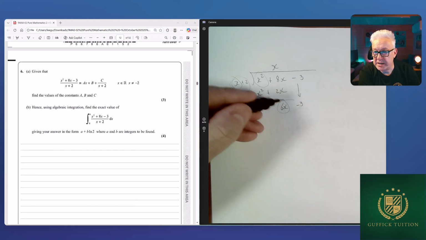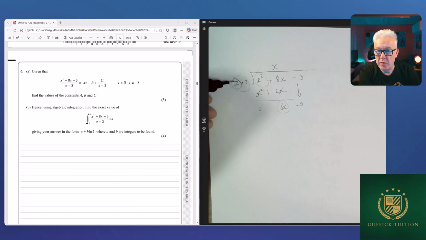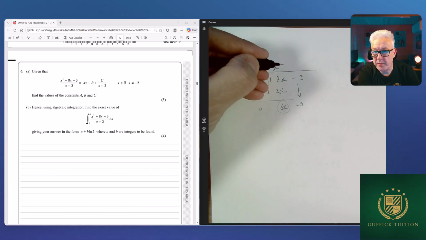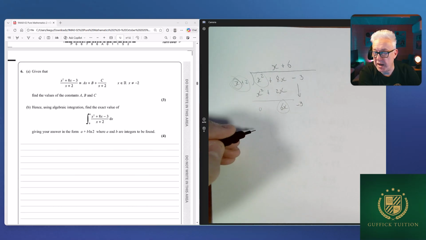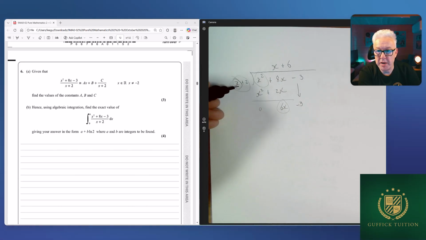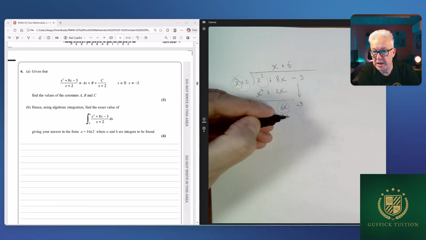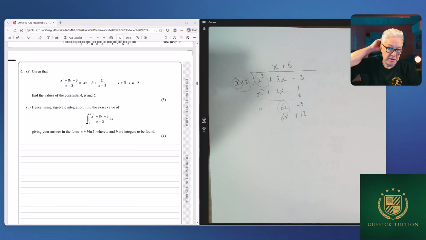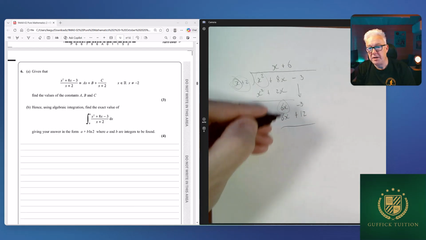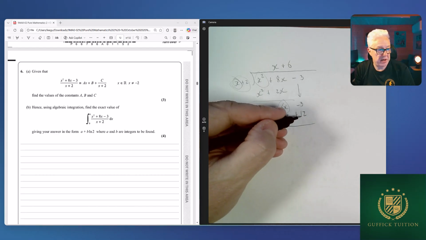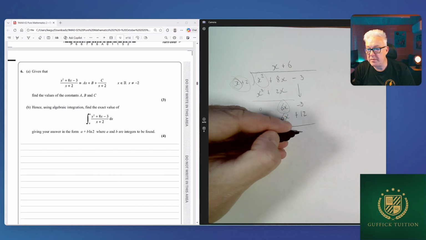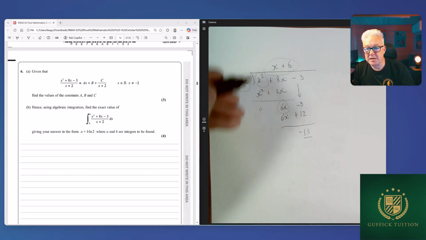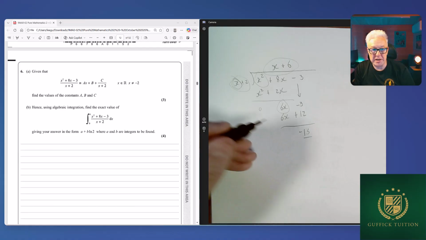We now look at the 6x, we look at the x, we say, what do I need to do to the x to change it into 6x? The answer is times by positive 6, so you put plus 6 up there. You then times this by positive 6, which gives you 6x plus 12. You then subtract those away from each other. 6 take away 6 is nothing, and minus 3 take away 12 is going to be minus 15. So that's our remainder. So it goes in x add 6 times with a remainder of minus 15.